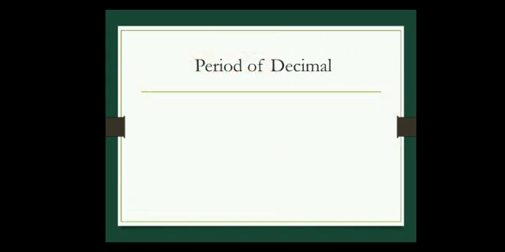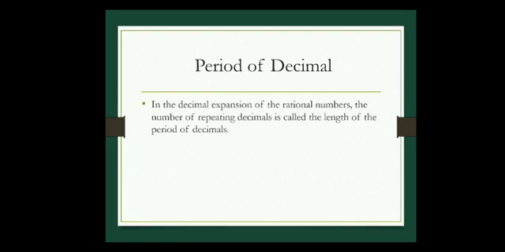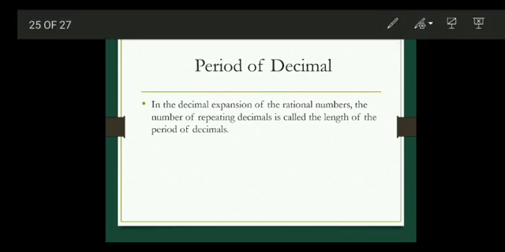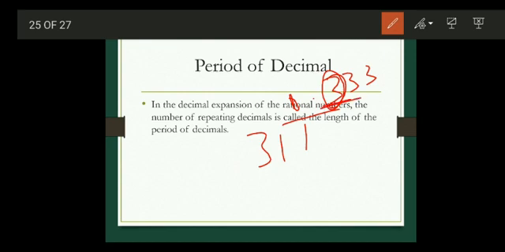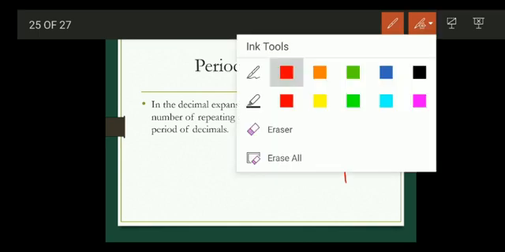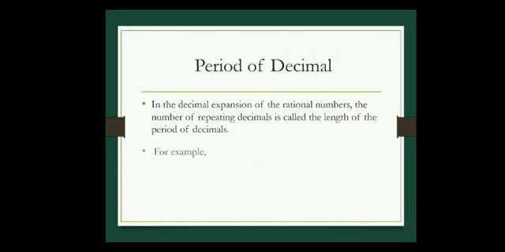Now we will see what is the period of a decimal. In the decimal expansion of rational numbers, the number of repeating decimals is called the length of the period of decimals. So when you divide 1 by 3, you get 0.3333. The same number 3 is repeating again and again. So here one number is repeating, so the period of this decimal is 1.